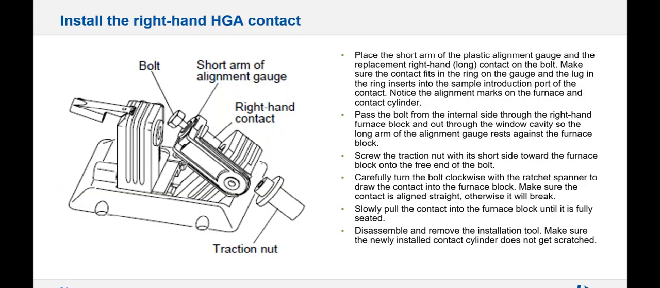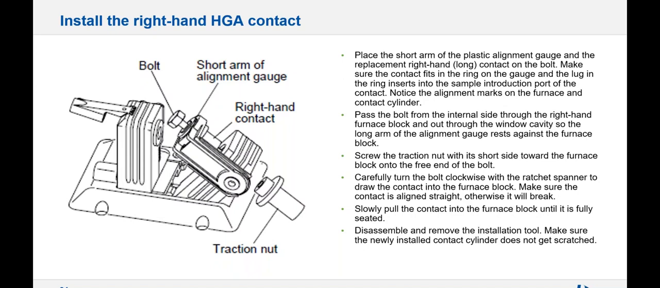With the right-hand side, you're going to use the short arm of the alignment gauge. And what you're going to do is make sure the contact fits in the ring on the gauge, and there's a little lug in the ring that inserts into the sample introduction port of the contact. And note that there are alignment marks on the furnace and the contact cylinder, and that's so that the dosing hole, or the hole in the contact, which is over the dosing hole, is in the right position.